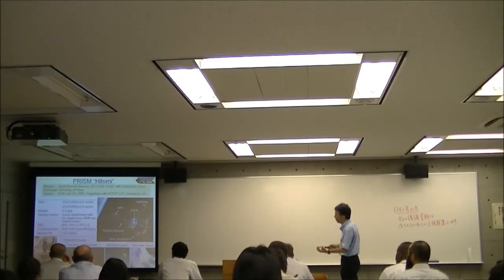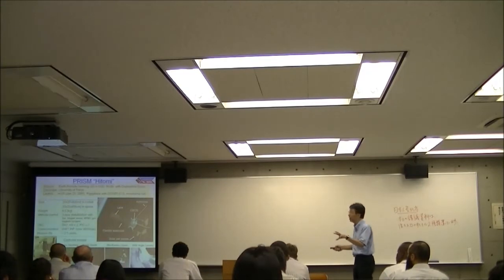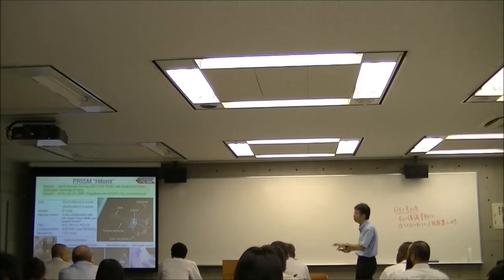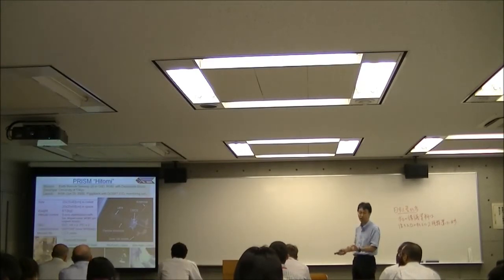The key technology in Prism is this extensible boom. At the end of the boom, we implement a small lens. As a result, it constitutes a long focal length optical system. Using this long focal length optical system, we can expect to obtain a 30 meter ground resolution Earth image.